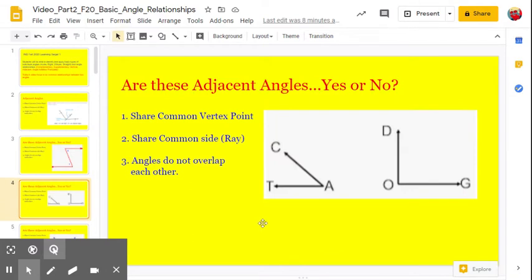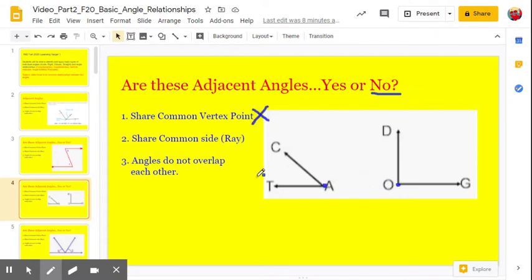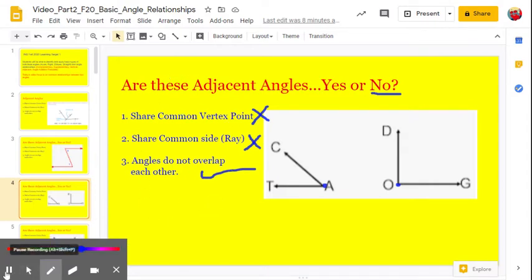How about these two angles? Are they adjacent angles? The answer is no. Again, they don't share a common vertex here. They're side by side, but they're not connected. No common vertex, so that's no good. They don't share a common side. They don't have a common ray at all. They don't overlap. That works. But again, it has to meet all three requirements.